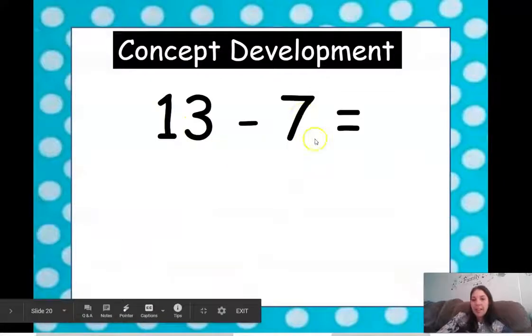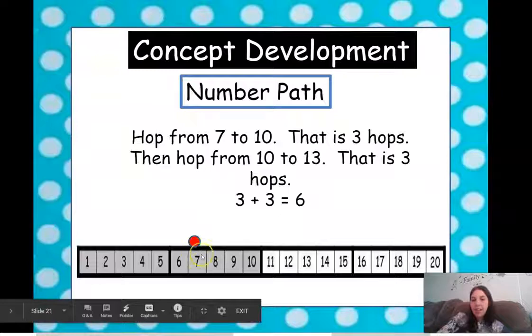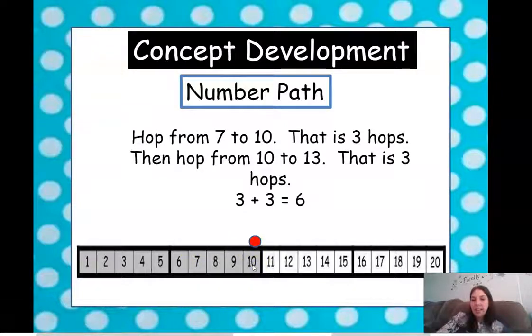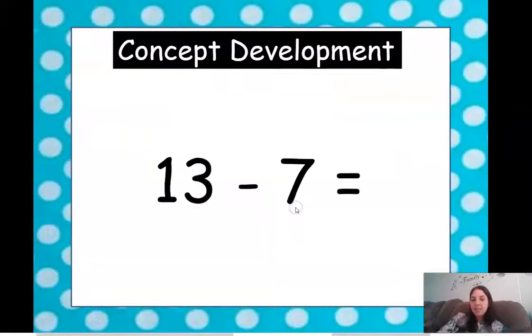13 minus 7. So same thing. Looking at our number path, we start at 7. And how many more do we need to get to 10? That's 3. And then 10 to 13 is another 3. So 3 plus 3 equals 6.